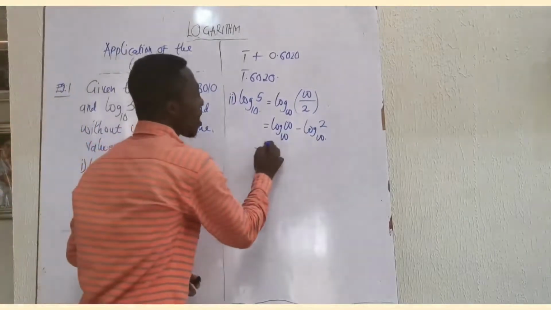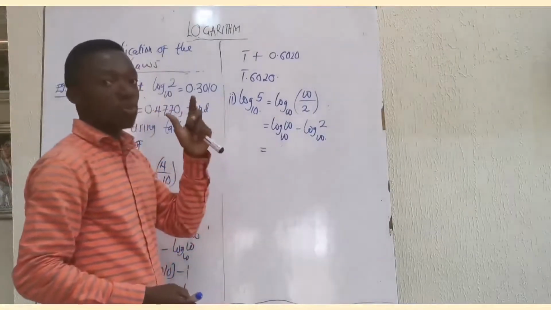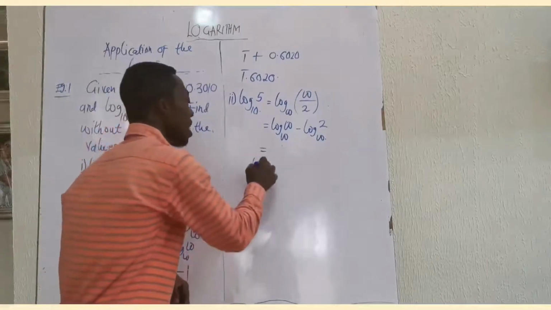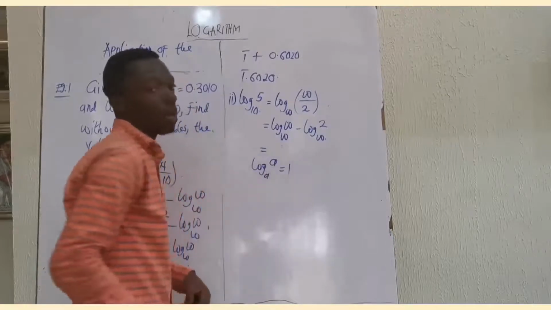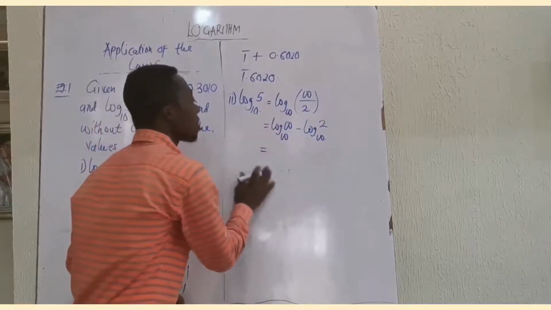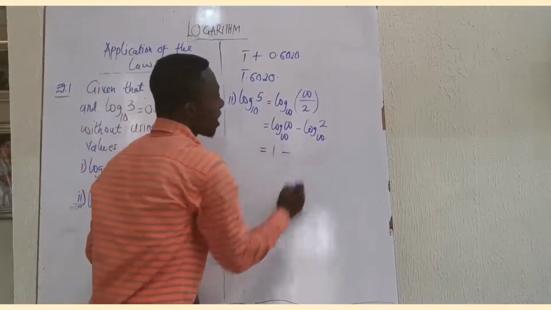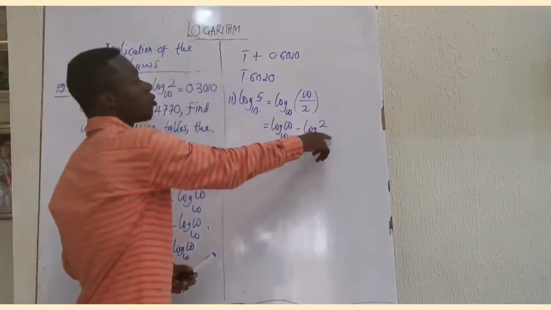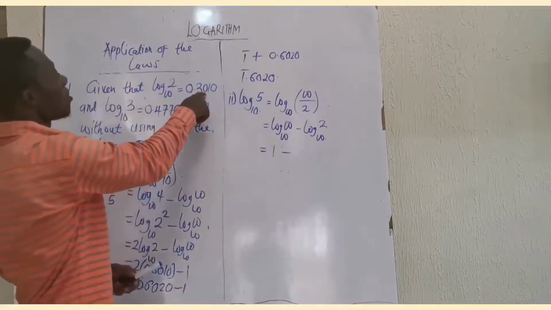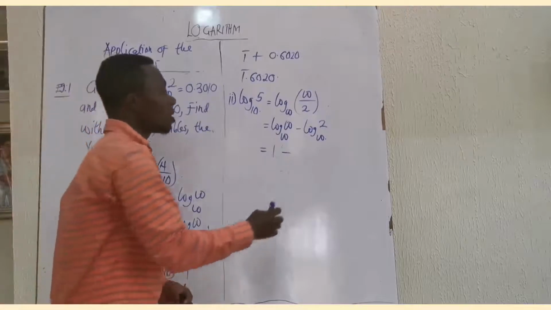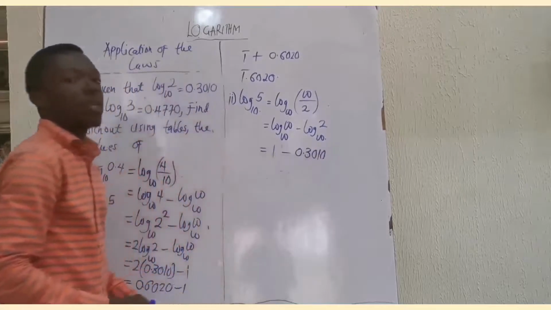Realize that if I have logarithm of a number having the same base, it should be equal to 1. If you remember the properties that we discussed, if I have log of a to the base of a, it should give me 1. Likewise, here, if I have log of 10 to the base of 10, it should give me 1. So here it is going to be 1 minus, but I know log of 2 to the base of 10 is 0.3010. I believe that is clear.